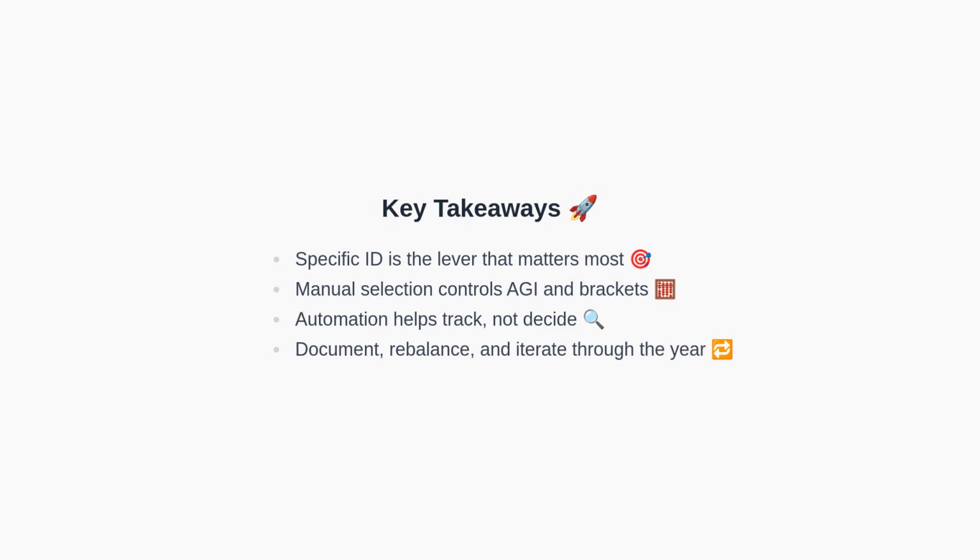Here are the key takeaways. First, specific ID is the most important lever for minimizing realized gains. Second, manual lot selection gives you control over adjusted gross income and tax brackets. Third, automation is helpful for tracking but not for making final lot decisions. Finally, document your actions, rebalance, and iterate throughout the year as your needs and markets evolve.